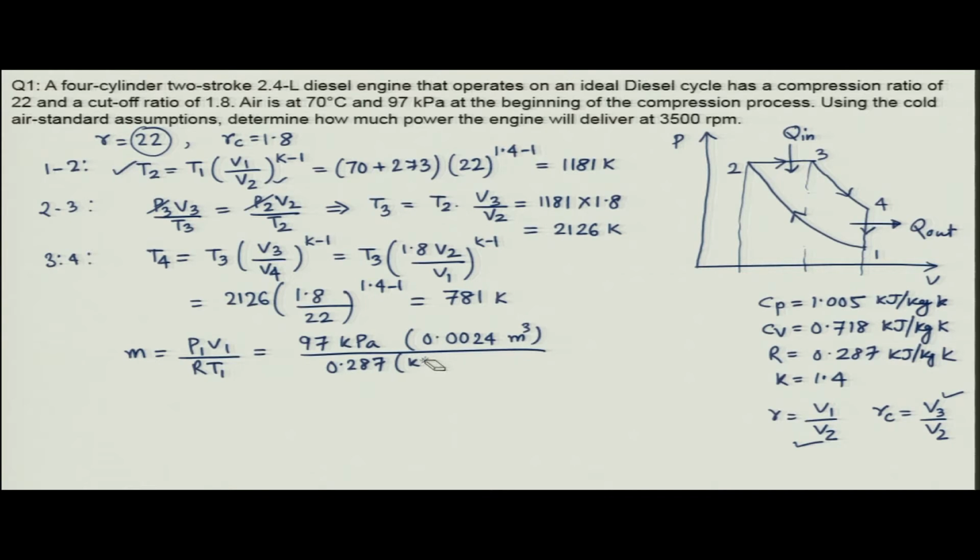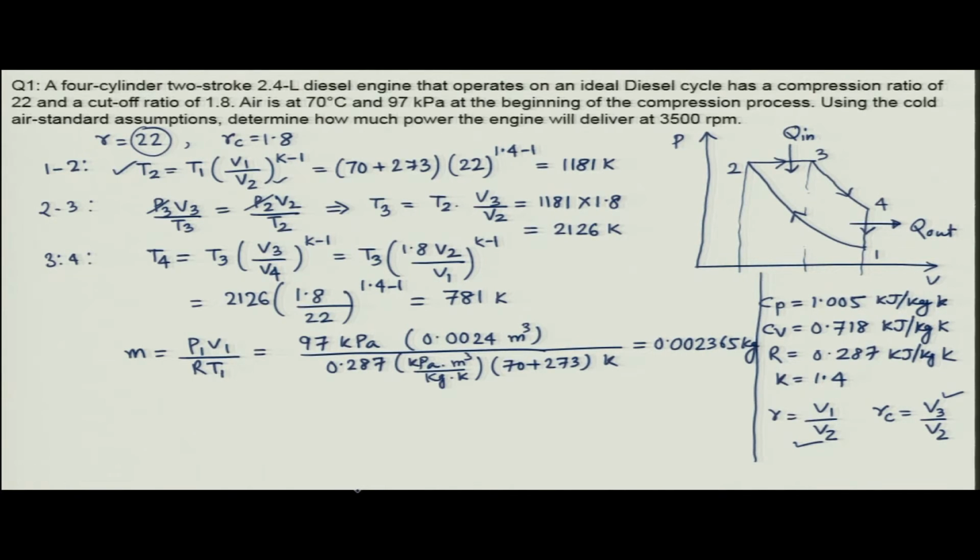Or I can write it as kilopascal meter cube per kg Kelvin, and the temperature at the beginning of the stroke is 70 degree centigrade, which is 70 plus 273 Kelvin. So, we can find the mass of air that is operating in this cycle, and this is 0.002365 kg. Okay. So, that is the mass.